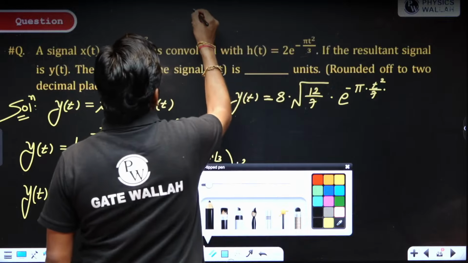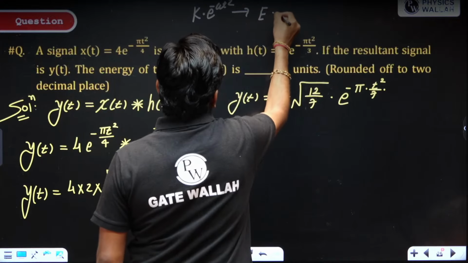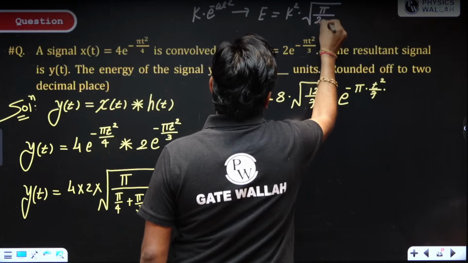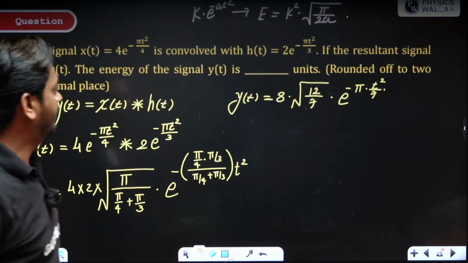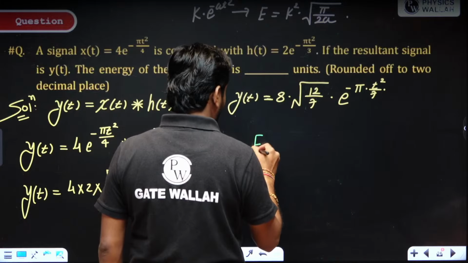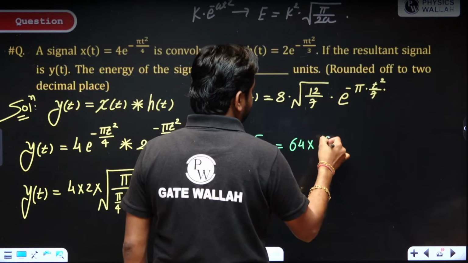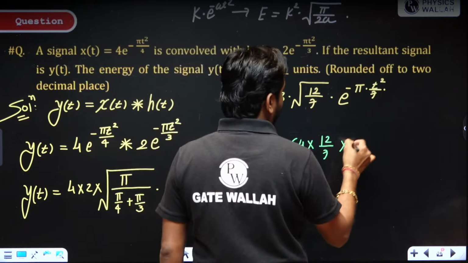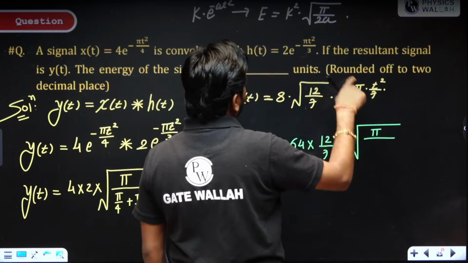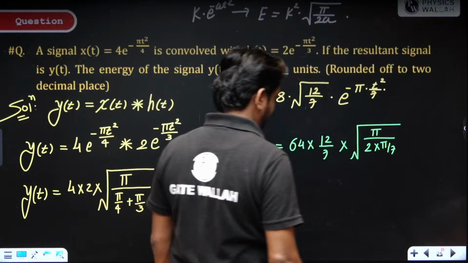Now we can find the energy, guys. We know the energy of k into e to the power minus a t square. What is the energy? Amplitude scaling gives k square, and the energy of this Gaussian function is root of pi upon 2a, that is, root pi by 2a is the energy. So if you compare, the energy of this signal has peak value k square, that is 64. This is 12 by 7 squared, into under root of pi upon 2a. If you compare, a equals pi by 7, so 2 into pi by 7.